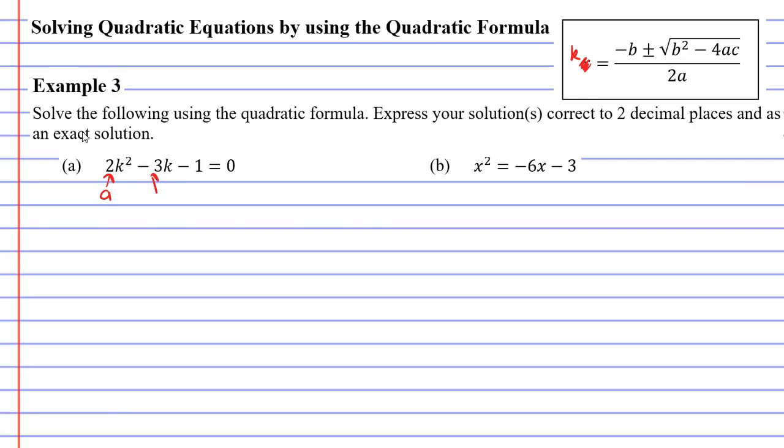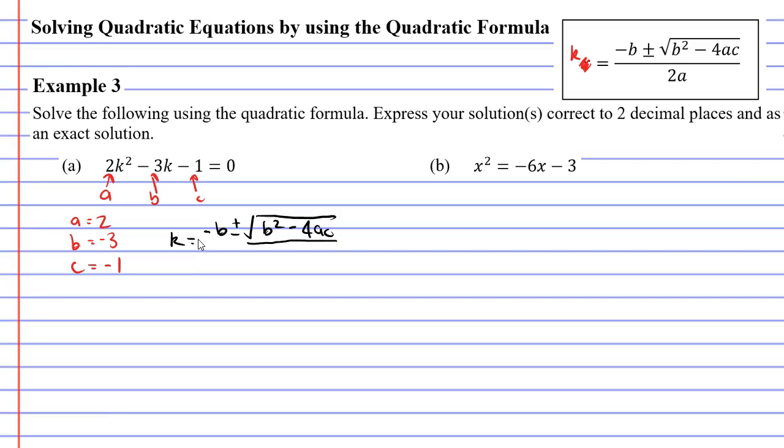The a represents the number next to the k squared here. The b represents the number next to the single pronumeral k, and the c represents the constant term, which is -1. So I'm going to write down that a equals 2, b equals -3, remembering that we need to look to the left of the number to see if it's negative or positive, and the c is represented by -1. All we need to do now to find k is write the formula down and replace the pronumerals with the correct number.